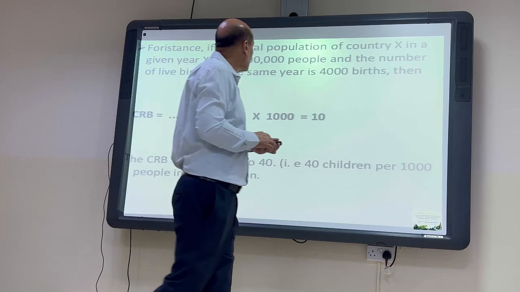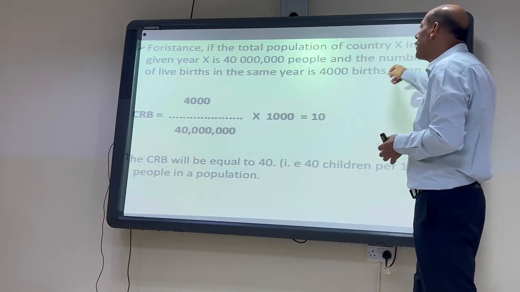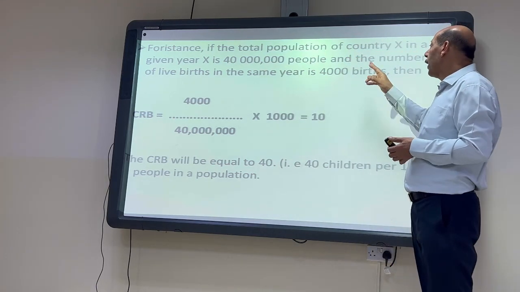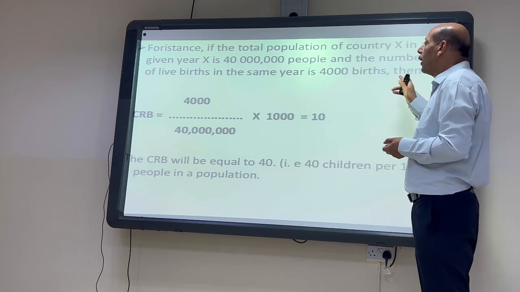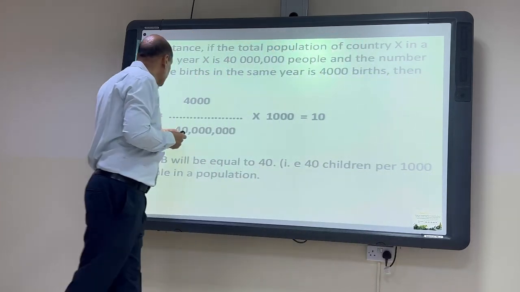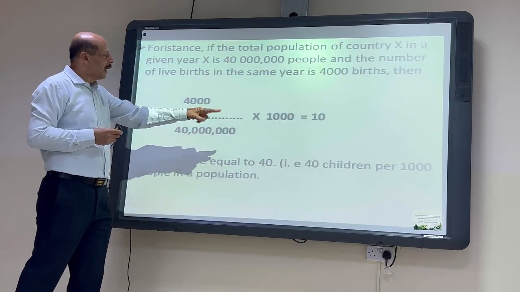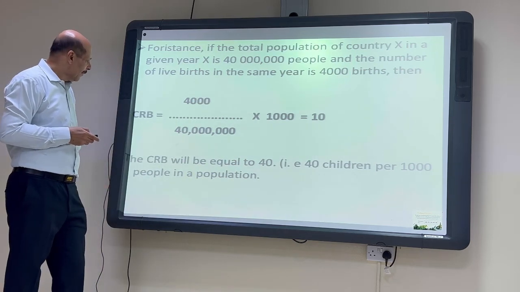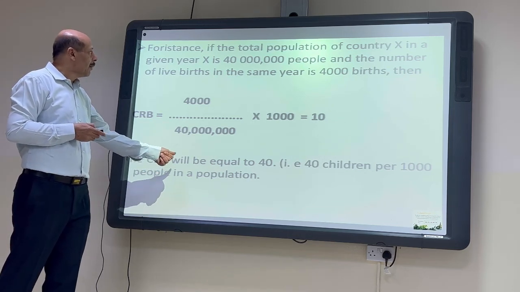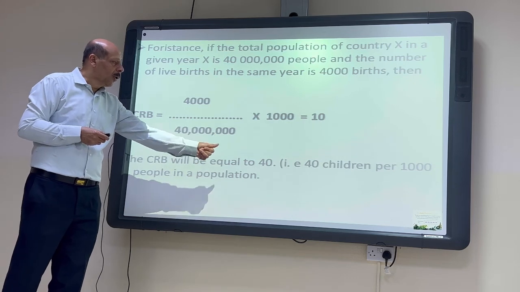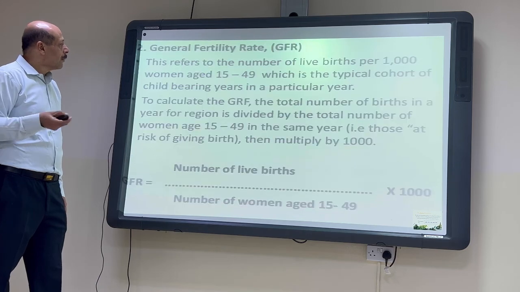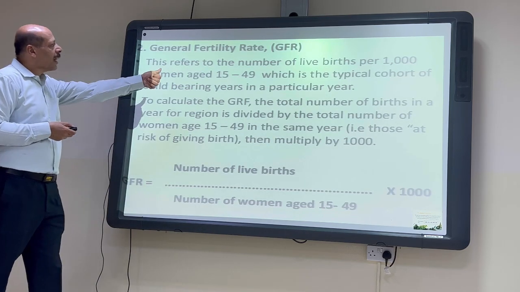For instance, if the total population of country X in a given year is 4 million people, and the number of live births in the same year is 40,000 births. So in this case, 40,000 divided by 4 million multiplied by 1,000, so it is 10. So the crude birth rate, or reproductive rate, equals 10 children per 1,000.